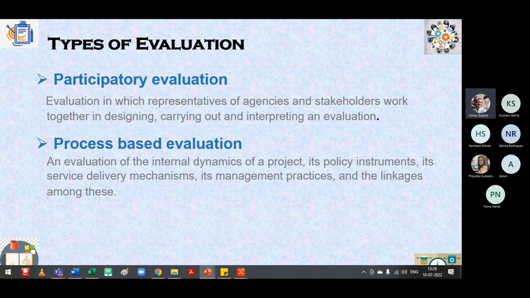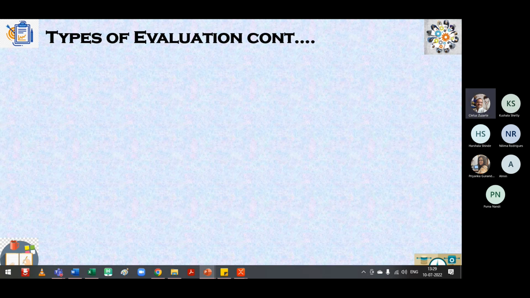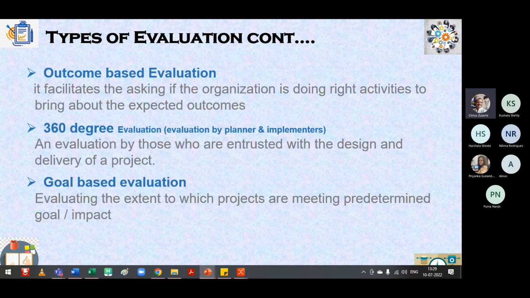Literally, you will have a kind of a flow chart. So process is based on a flow chart. You're looking at a flow chart of what you wanted to see as outcomes, and you're measuring those flow chart indicators. Okay, so that is process. Then you're looking at outcome based, which I already told you, your outcomes as per the LFA. 360-degree is usually used by those who look at the entire design and delivery of the project. So you're looking at all angles of the project. Goal-based is, again, looking at whether it has achieved the main impact and outcomes of the project.